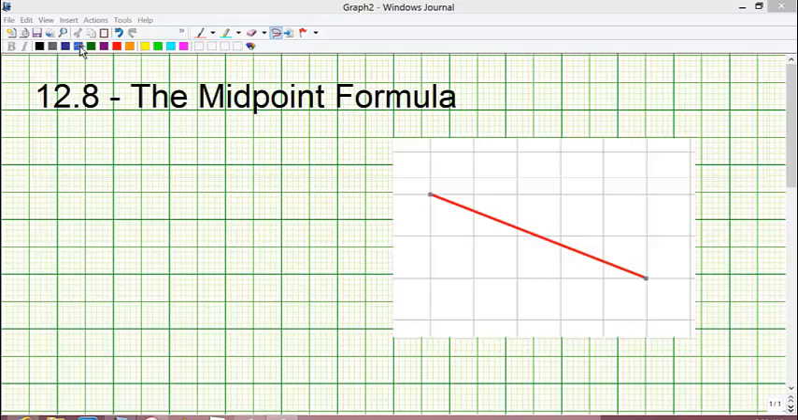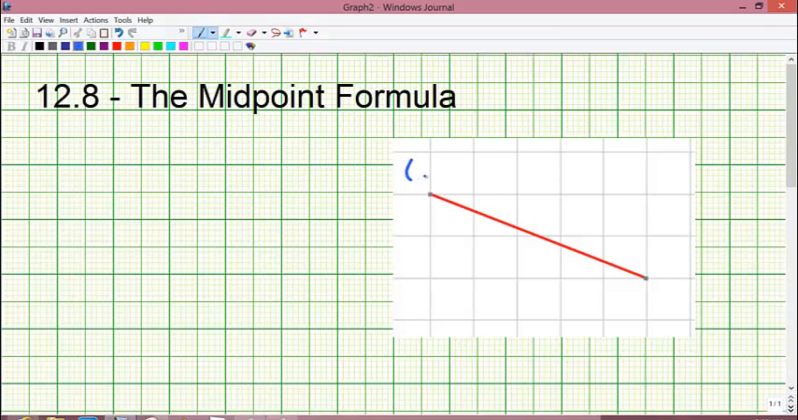So this is our line segment here. We're going to use the same notation that we've used before about the endpoints. We're going to call the first point, point 1, and so the endpoint is x1, y1, and the second endpoint is x2, y2. And what we're trying to find is the midpoint, which is going to be somewhere here. Now, the point about this is it's the average, really. It's the average of the two endpoints.